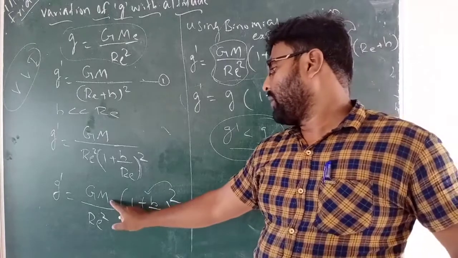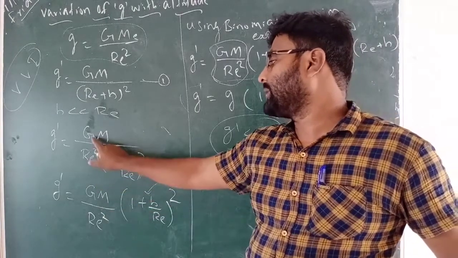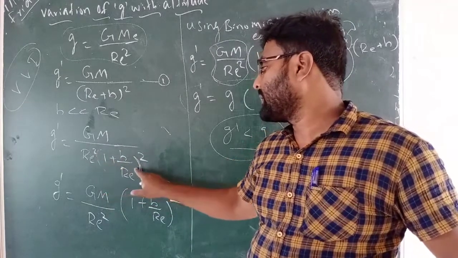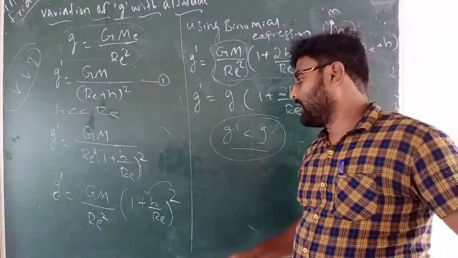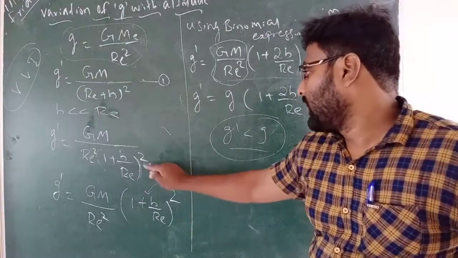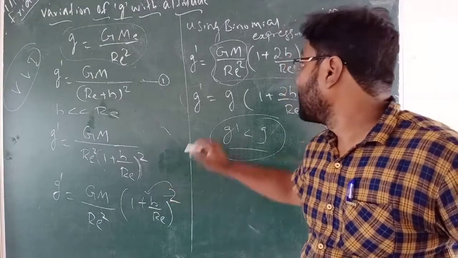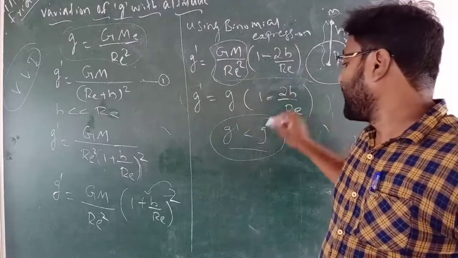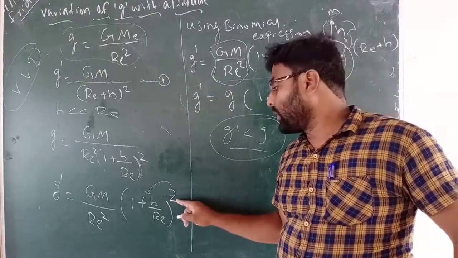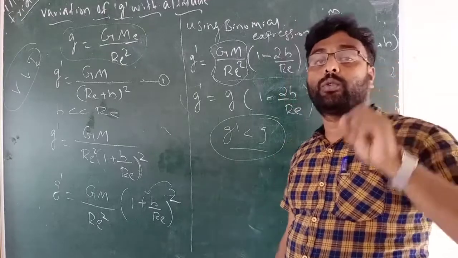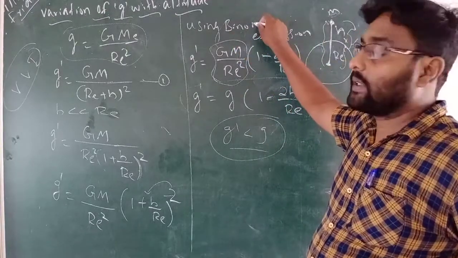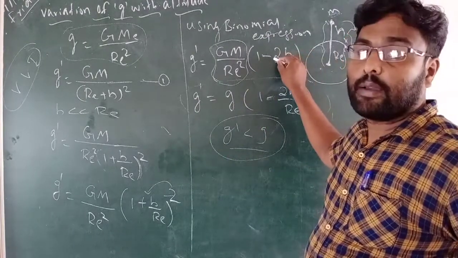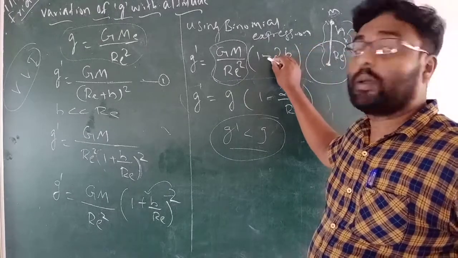Now this g is equal to GM by R_e square, and this (1 plus h by R_e) square you have to take upside. So when you are taking this, here it will come minus, and here also minus. Now this minus 2 is here. To neglect this minus 2, we are using what? Binomial expression. Just write the power value near this term. So here minus 2 I am writing.